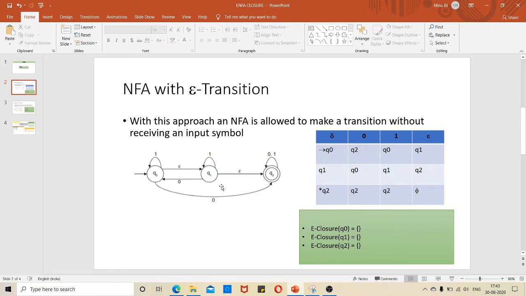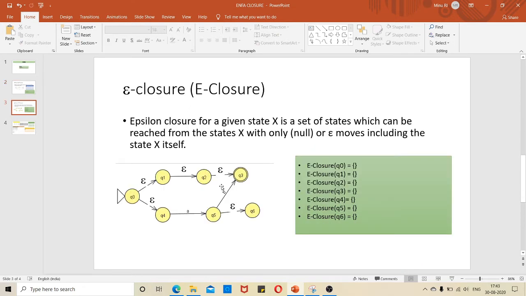First I'll tell you what is epsilon closure. To remove this epsilon from an epsilon NFA, we need to find the epsilon closure of each and every state. The epsilon closure of a given state is the set of states which can be reached from that particular state with the null input until the end.